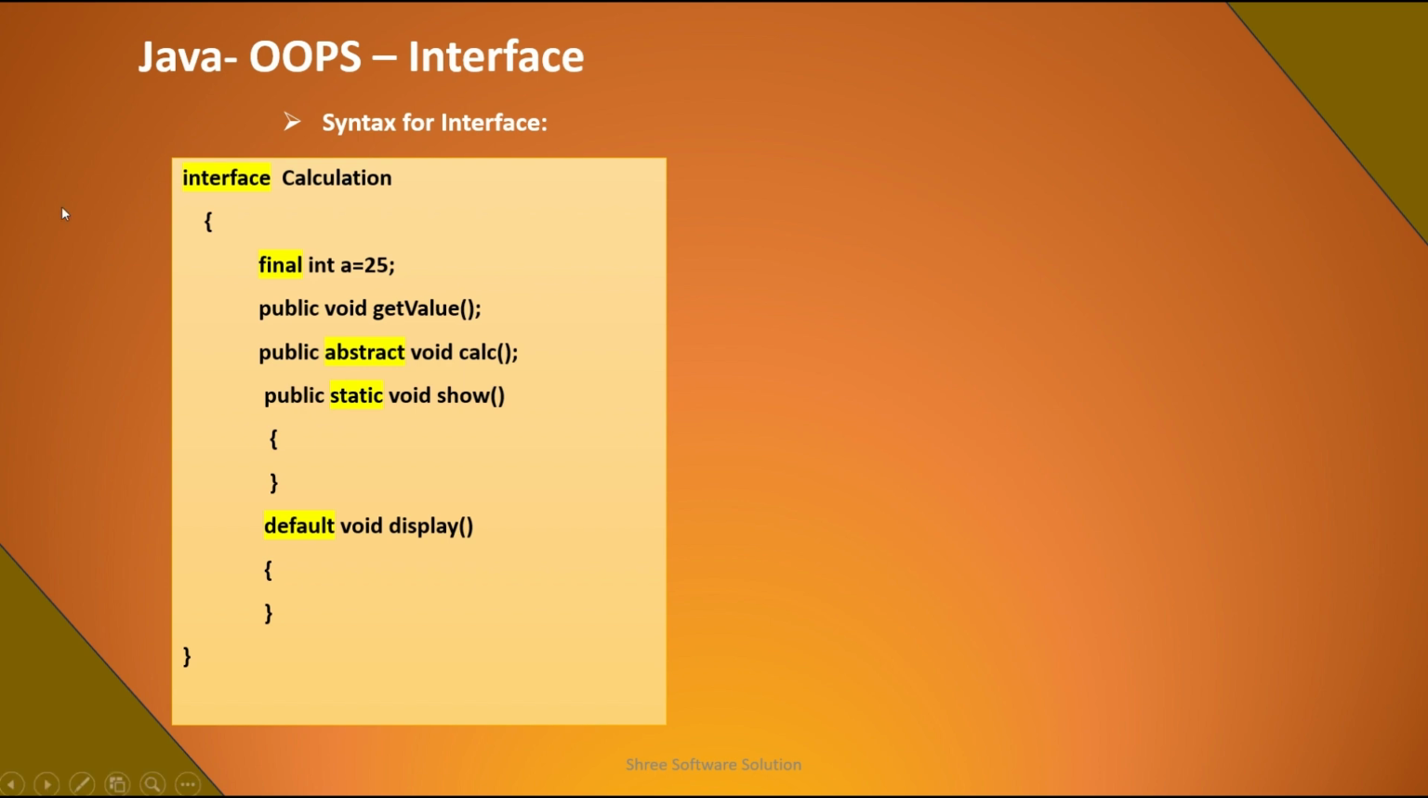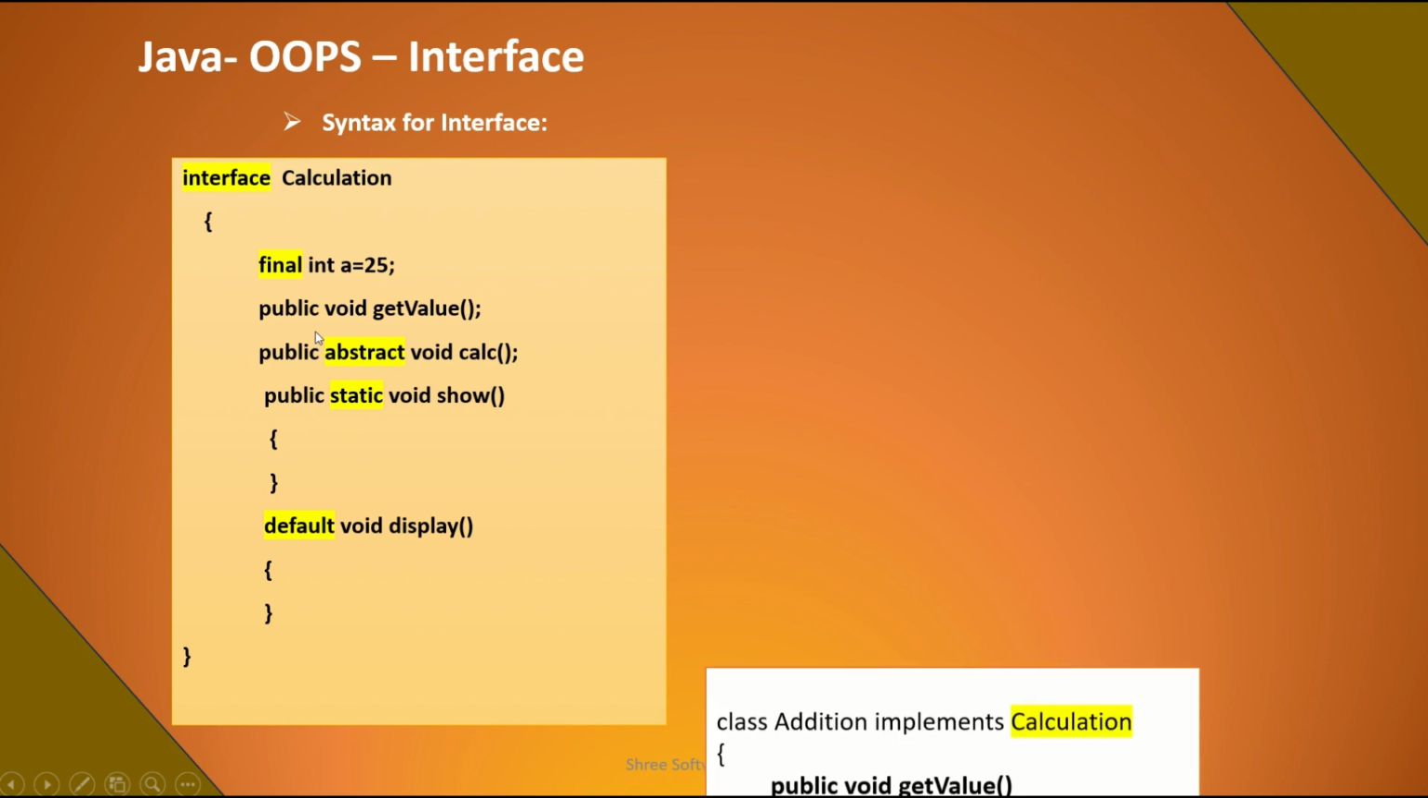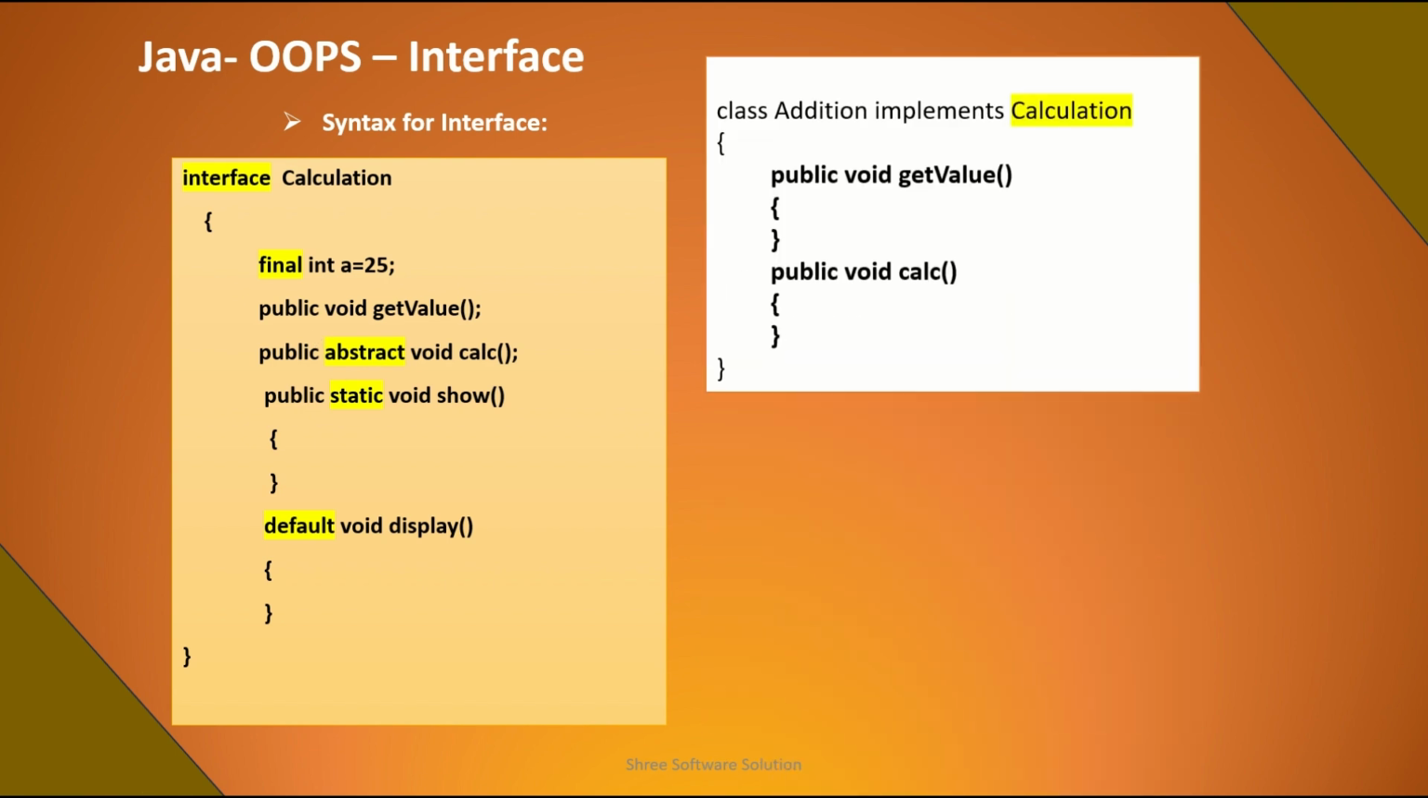And how to implement this interface in our class? Here I created the addition class. I implemented the calculation interface. And once I implemented, we need to write the function definition mandatorily. And while writing the function definition, we are not supposed to write the abstract keyword in that. Okay, like this way we need to write the syntax for the classes.